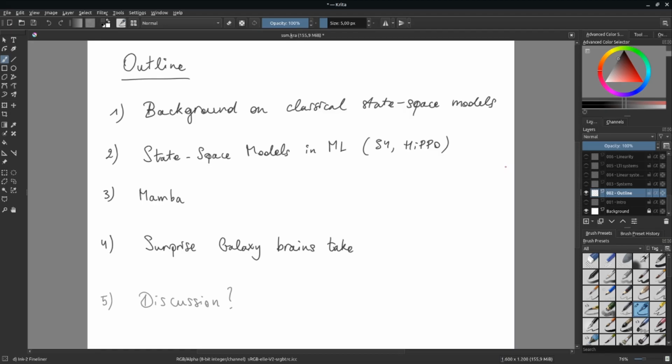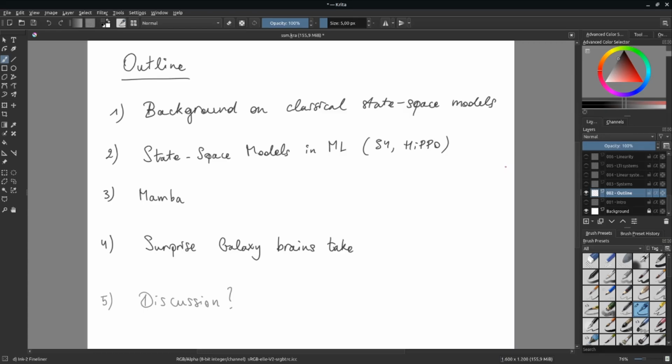Then we'll talk about how these can be used for sequence modeling, so SSMs, which has a long line of research with the latest one currently being Mamba, that combines some mathematical sophistication and some, I guess, CUDA black magic is the best way I could think of describing it.